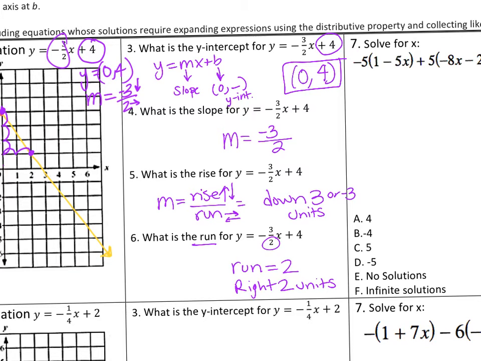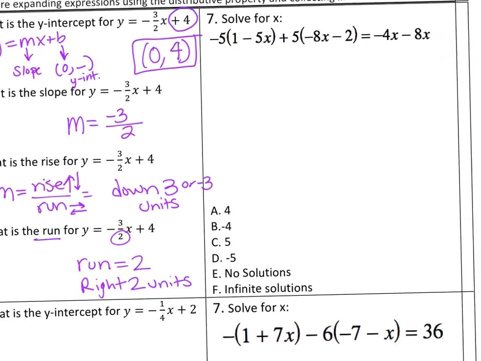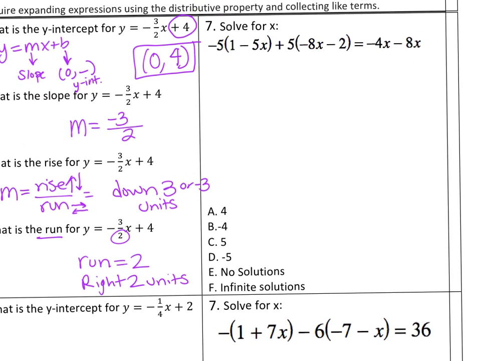Number 7. I honestly wanted to delete number 7 from each day, but then I looked at it and I said, this is really good practice. So we do have to use the distributive property. Hopefully you remember it from last year.